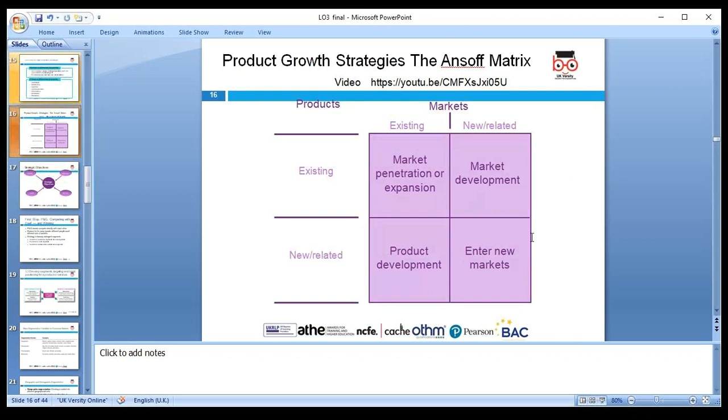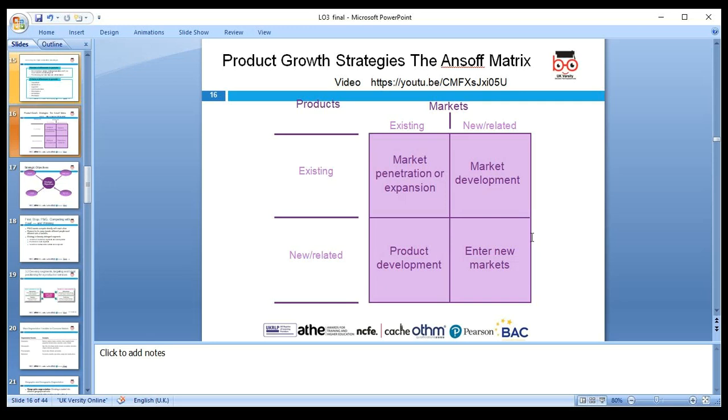His growth strategy: you can grow with the existing product into the existing market. That's market penetration. It's not really a big growth. You want to grow in the existing market. That strategy is called the market penetration strategy, just expansion within the market.